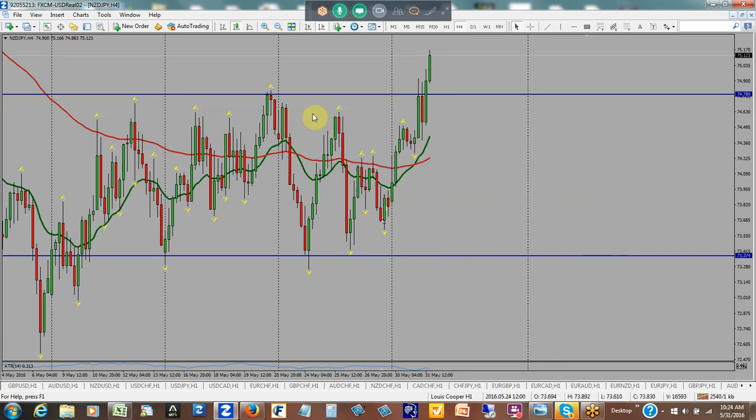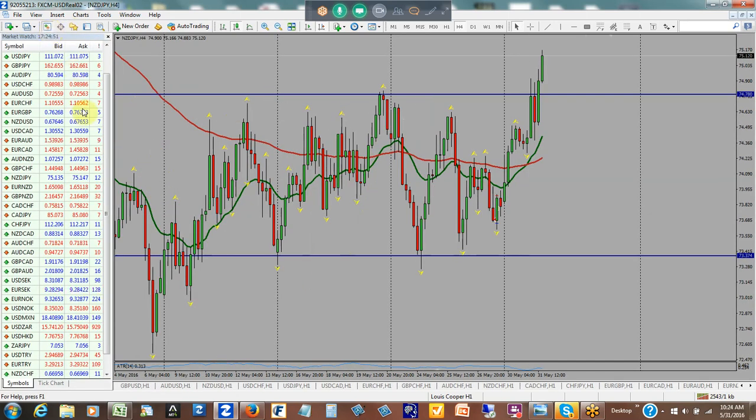All right, so this pair I would stay away from if I were looking at it from today. I don't want that. I want the market watch. So let's pick another pair.